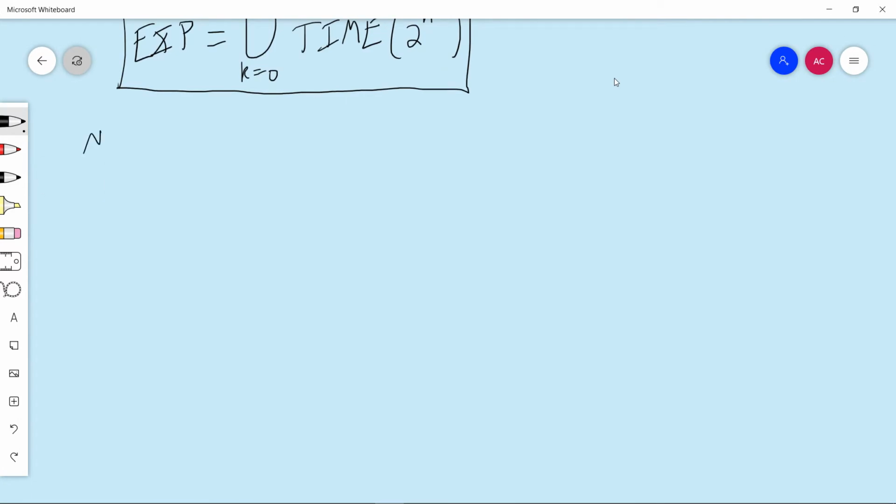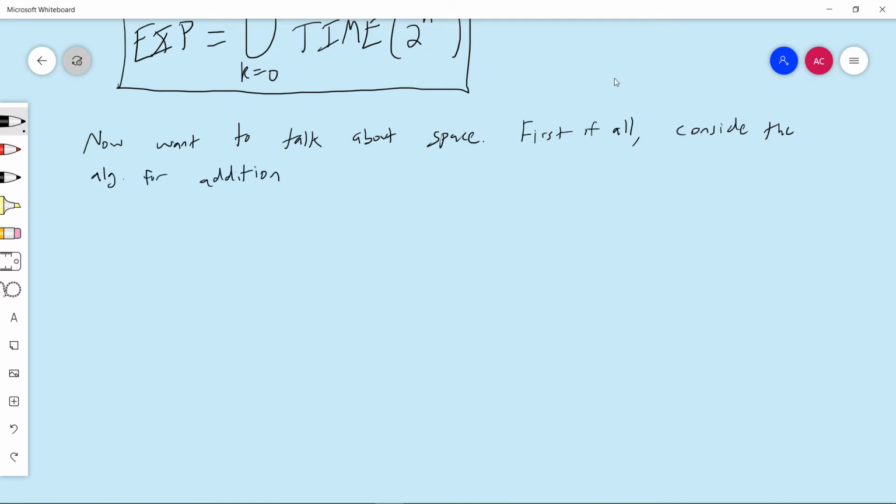So now I want to talk about space. So how do we talk about space? Well, what I want to note is that, first of all, consider the algorithm for addition. Let's just think about this for a second before we talk about space. So here's like 349, 67. Let's add these two numbers and think about the space that we're using.